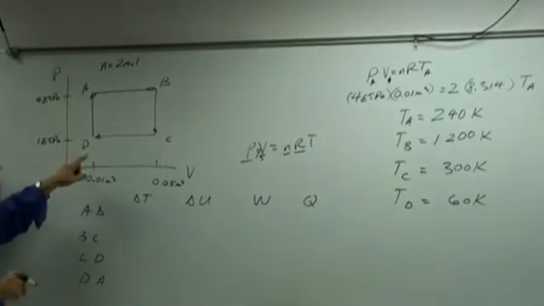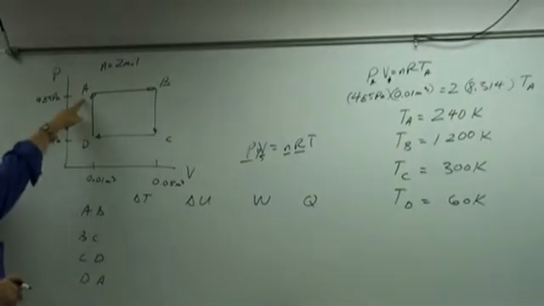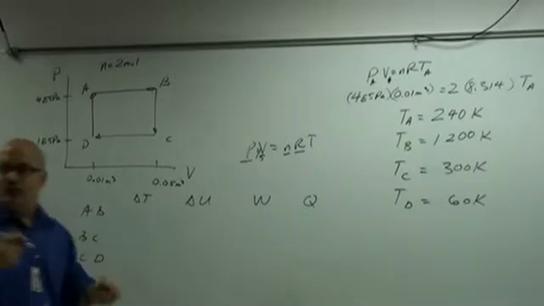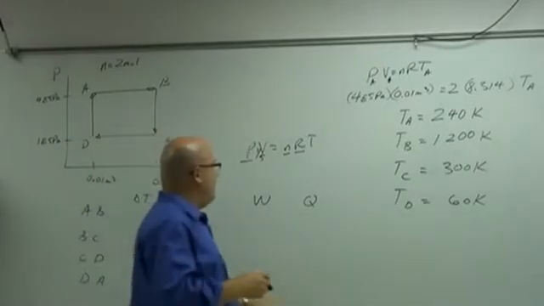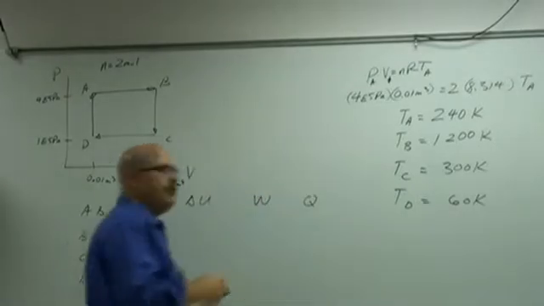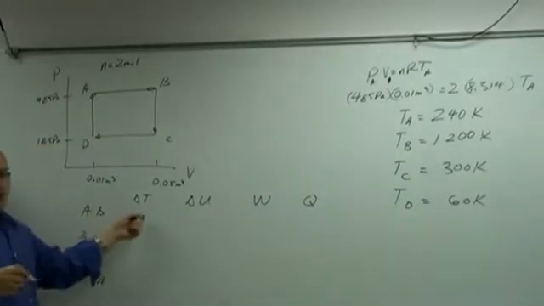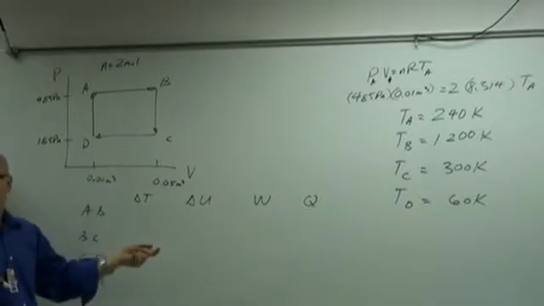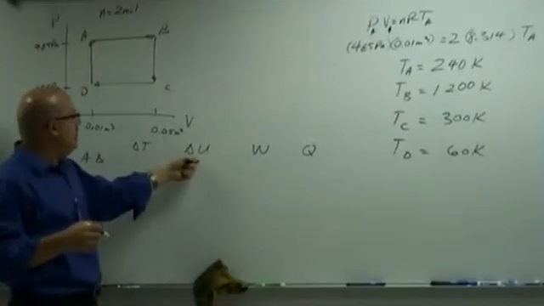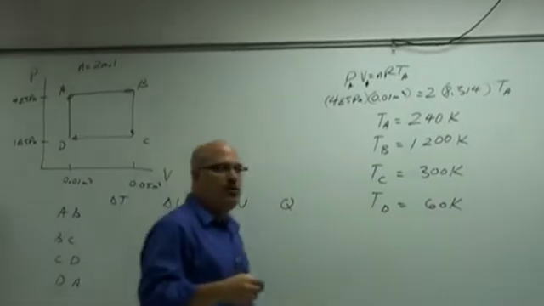And then let's check it to make sure. If I go from 60 Kelvin to here, I have to go up 4 times. So 60 times 4 is 240. So we're in good shape, right? Excellent. All right. So now, everybody, now that we found the temperature of each individual spot, what's delta T, what's delta U, what's work, and what's Q?